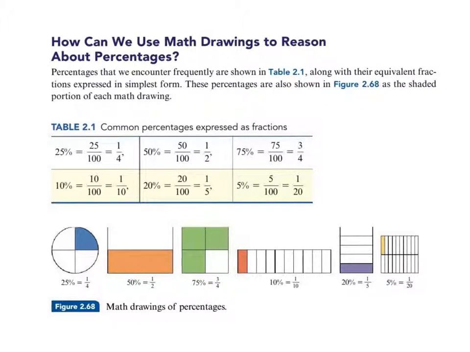For example, 25% is equivalent to 25 out of 100, or 1/4, and 50% is 50 out of 100, or 1/2. 75% is 75 out of 100, or 3/4. 10% is 10 out of 100, or 1/10. 20% is 20 out of 100, or 1/5. 5% is 5 out of 100, or 1/20. Each of these are shown below using math drawings.